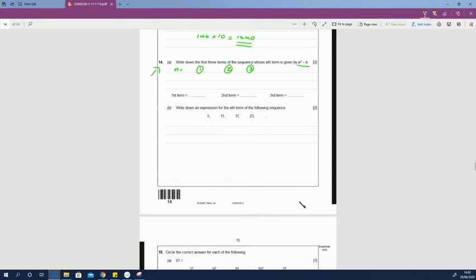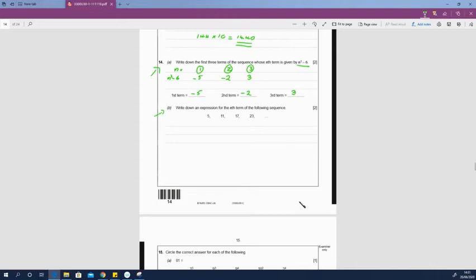So when n is 1, n squared minus 6, 1 squared minus 6 will be minus 5. When n is 2, the second term will be 2 squared, which is 4 minus 6, which is minus 2. And the third term, when n is 3, is 3 squared, which is 9, minus 6. So the answer will be 3. So the 3 terms are minus 5, minus 2, and 3.